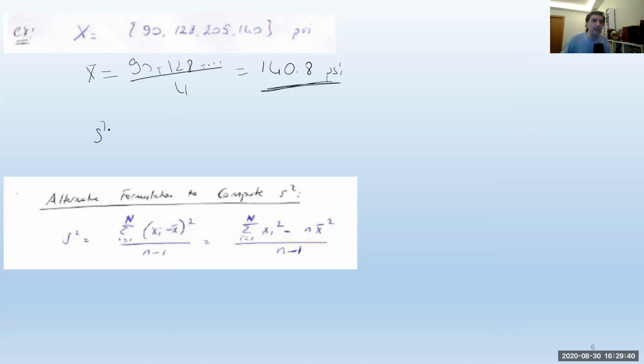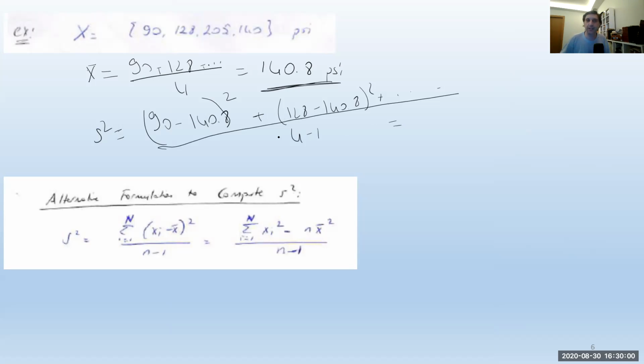Then S square is going to be equal to each observation subtracted from this sample mean, and then we square it. Basically, we find the squared distance. So it's going to be 128 minus 140, minus 8, plus the 2 other observations, divided by 4 minus 1. Because it's averaging, but it's a kind of strange averaging that I'm going to talk about later. And the result is 2,289 pounds per square inch, squared.